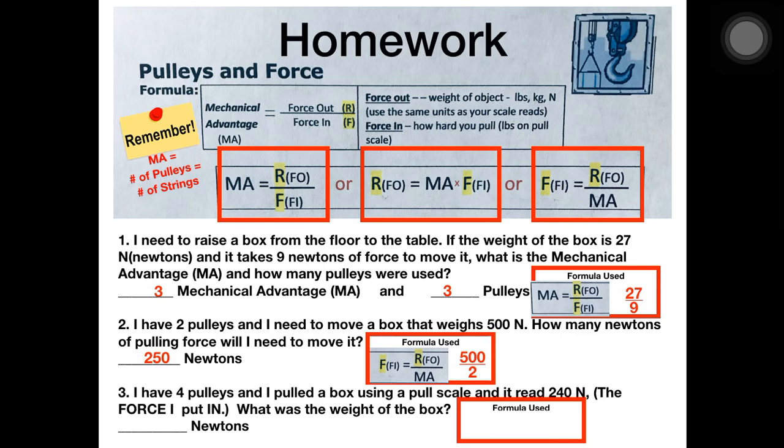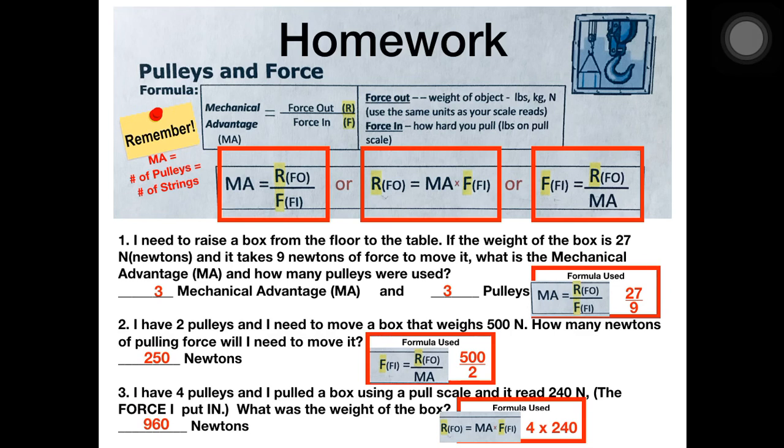Okay, so we see the question at the end of number 3 says, what was the weight of the box? That leads us to know that we are solving for R, the weight of the box. R equals mechanical advantage times force in. Our mechanical advantage is 4 times the force we put in, 240. So the weight of the box needed to be 960 newtons. If you have any further questions about this homework sheet, please be sure to message me.